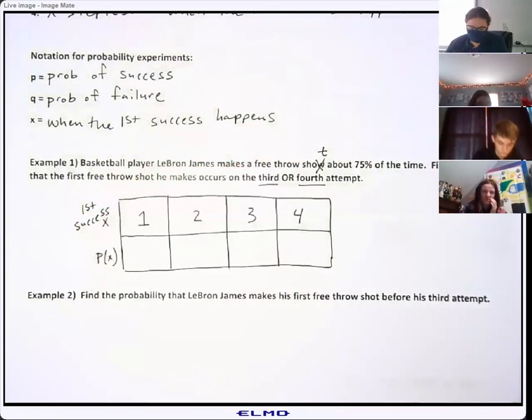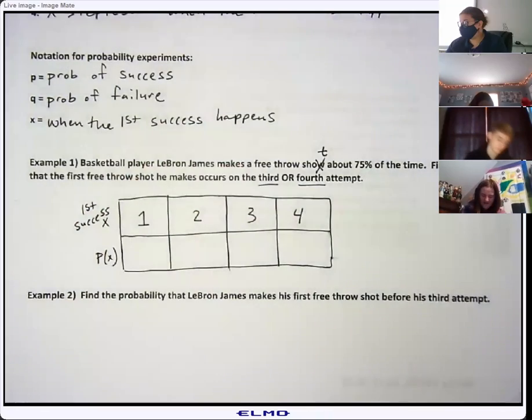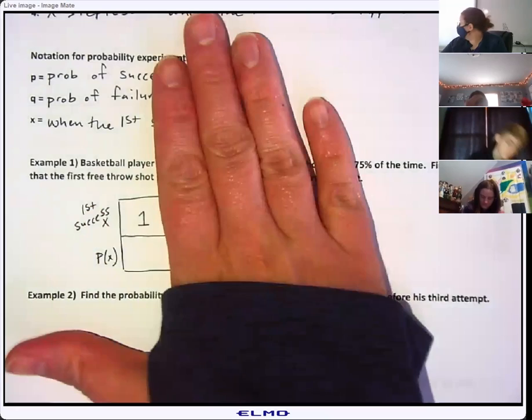Okay, so let's talk about the probability formula, which is ridiculously easy for this one. Okay, anybody want to guess? What are the chances that he gets it right on the first try?